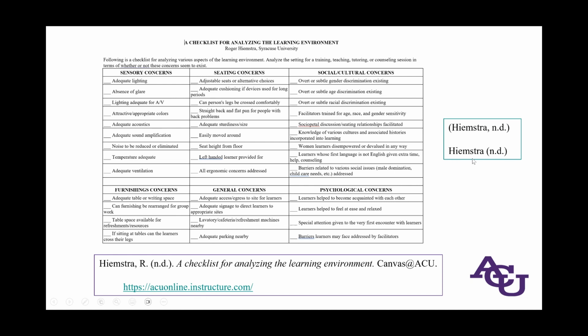Or if you write Heemstra's name in a sentence, you can write Heemstra, parentheses, ND, close the parentheses, indicated. So in Heemstra's document, we have various other criteria set out that will relate to the criteria given to you in your assignment. We have an area on sensory concerns, furnishing concerns, seating concerns, general concerns, social and cultural concerns, and psychological concerns.